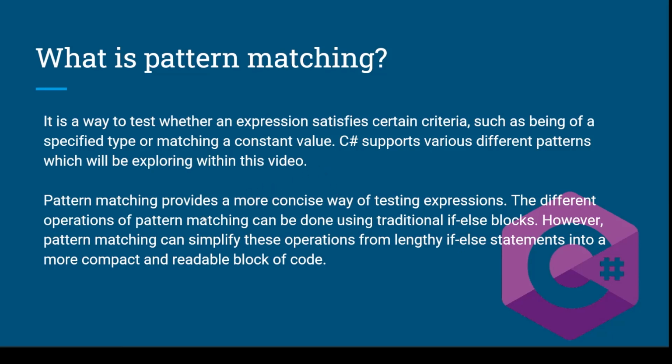So first of all, let's understand what pattern matching is. Pattern matching is a process of taking an expression and testing whether it matches certain criteria or not, such as we can check if the expression is of a specified type or it is matching a specified constant. C Sharp supports various different patterns, which we will be exploring in this video.